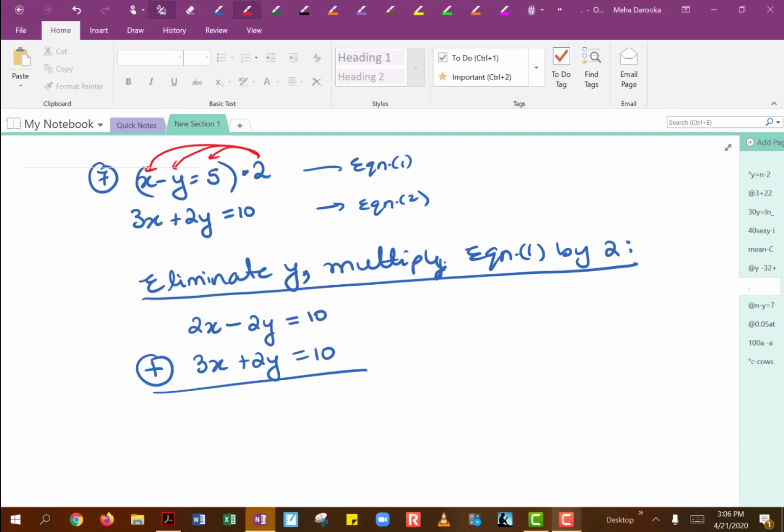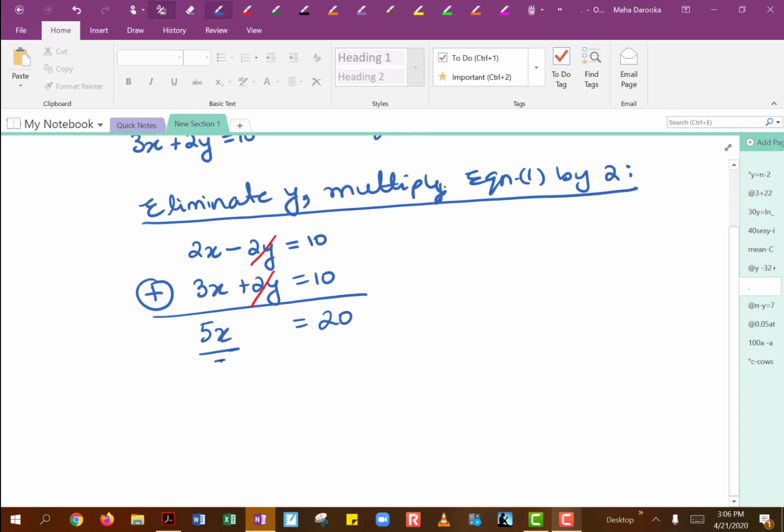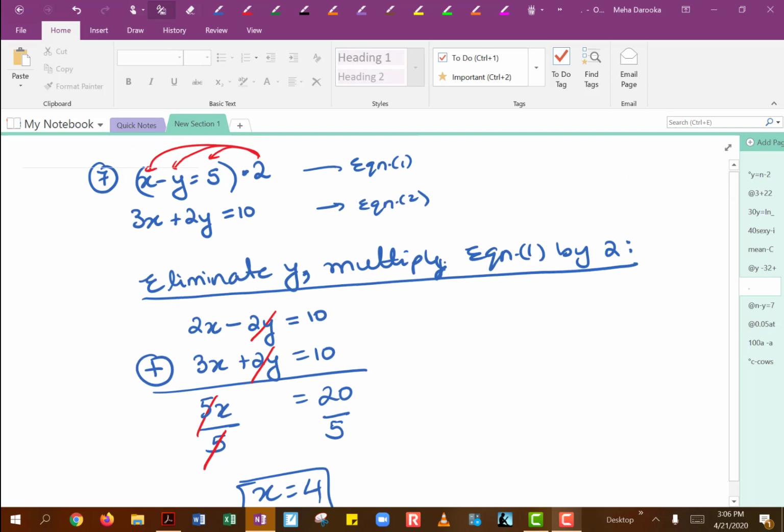Okay, so here you will see that our negative 2y and positive 2y will cancel out. And then 3x plus 2x, of course, will give us 5x on this side, and then 10 plus 10 will give us 20 on the other side. Now, to get x by itself, we'll need to divide both sides by 5, and we will end up getting x equals 20 over 5. 5 goes into 20 four times, so you get x equals 4. And the moment you get x equals 4, you know that these are going to be two intersecting lines.